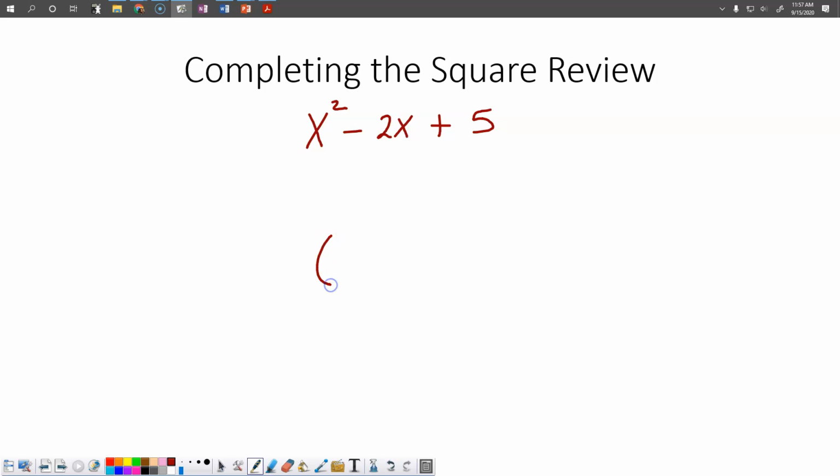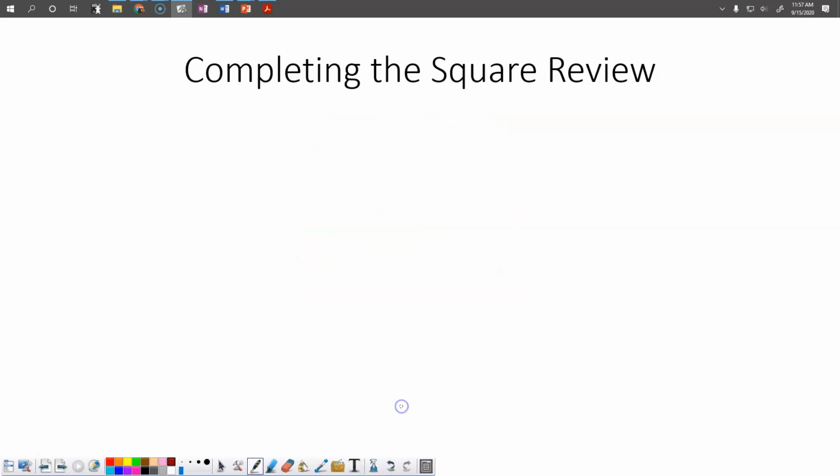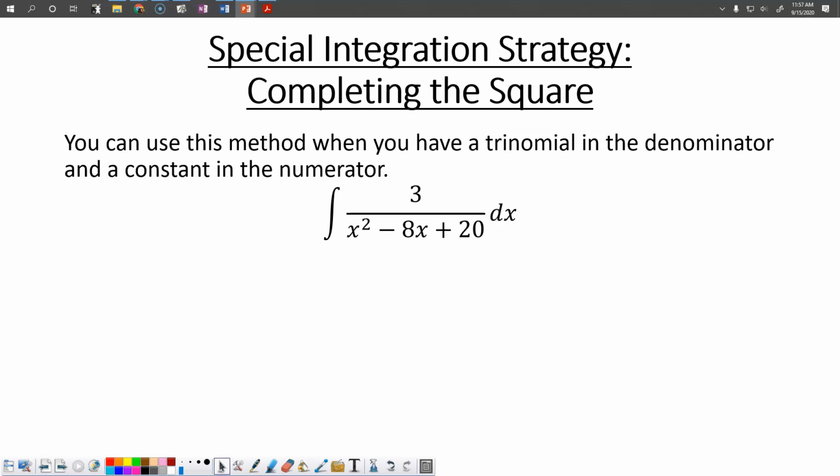This is what you guys should have gotten. 5 minus 1 would be 4. There you go. All right, so hopefully you guys know how to complete the square. So why have we been reviewing this pre-calculus skill? Well, there's a lot of things that makes completing the square useful in pre-calculus, and it turns out there's something that makes it useful also in calculus.